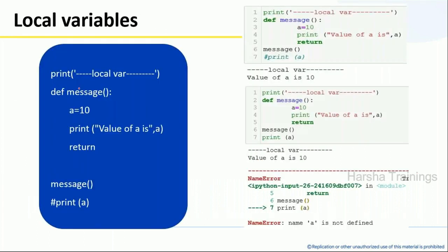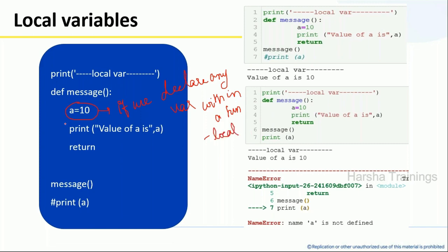First, I want to explain with a logic, then I'll come back to this theory part. Please understand carefully. If we declare any variable within a function, that is called local.